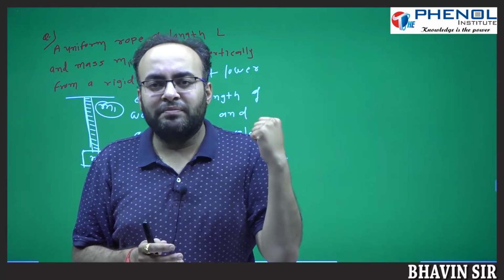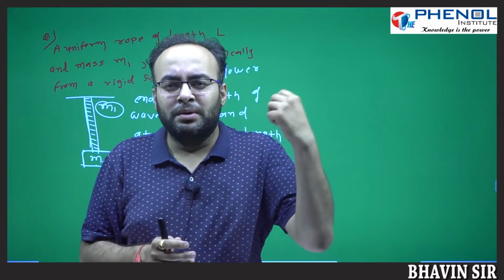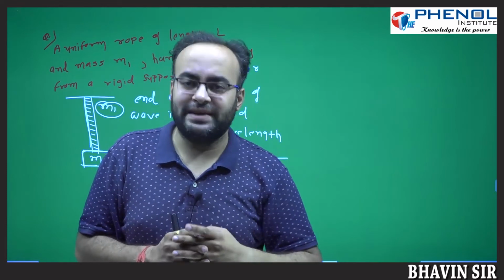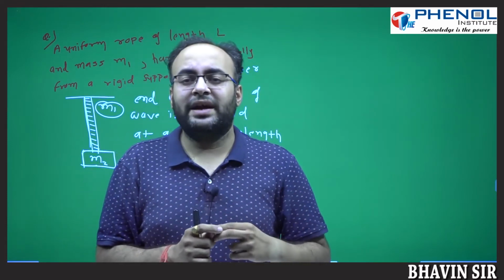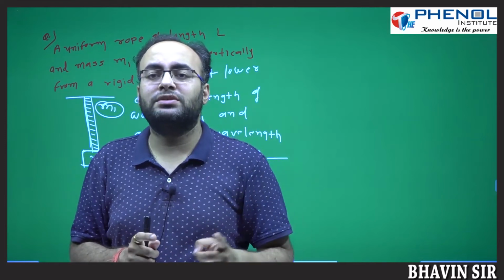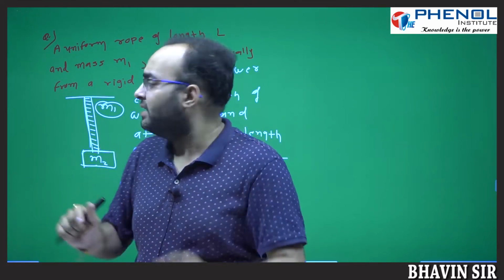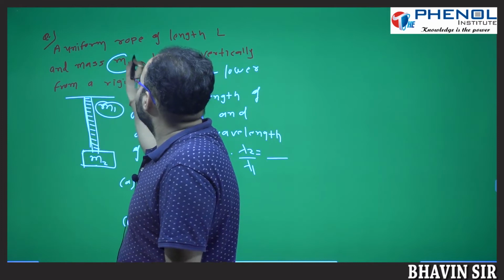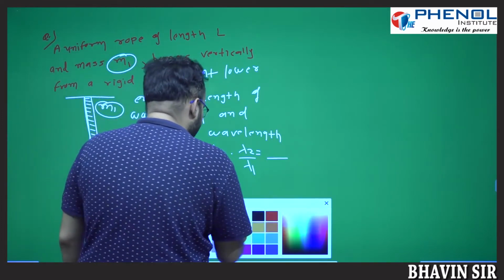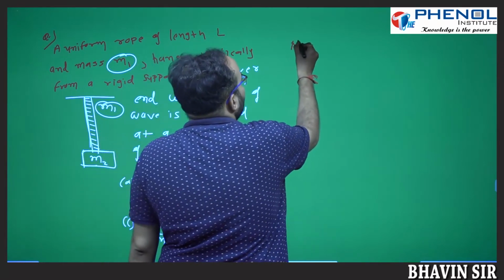So light string means the mass of the string is very low, so then we consider tension to be the same. But now in this case tension is not the same at all points of the rope, because the rope is heavy. It has some finite mass M1. So write one note, students.